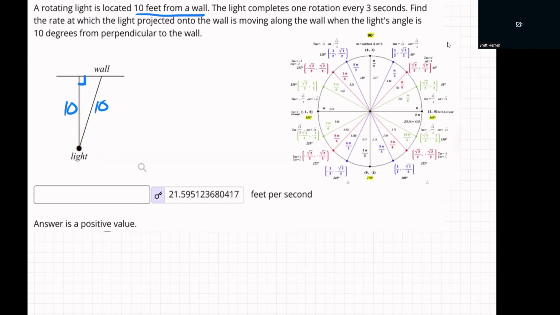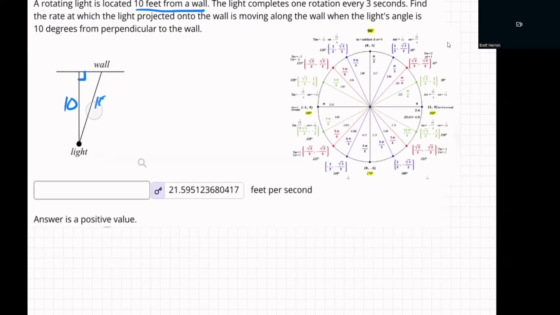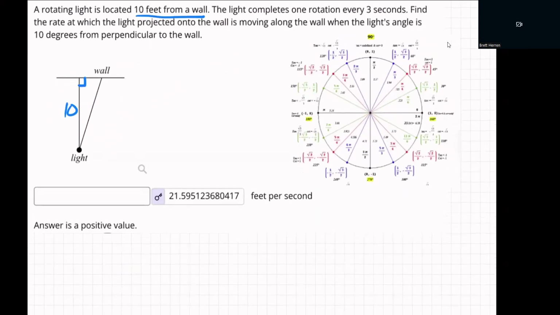So this makes this a little right triangle right here. And the 10 is not here. It's here. So there's the 10. Okay. That's probably enough with our diagram. Let's go through the steps.